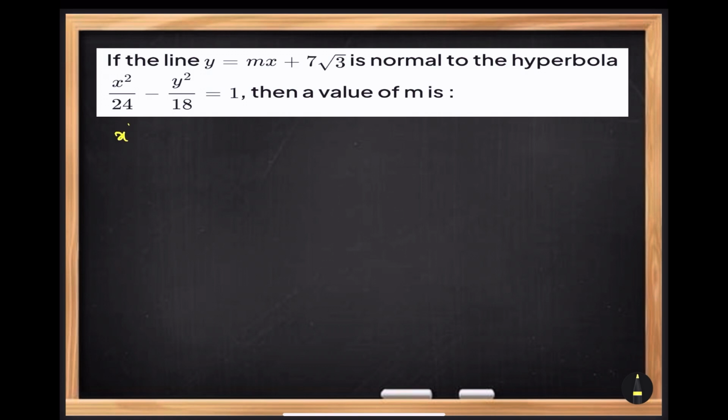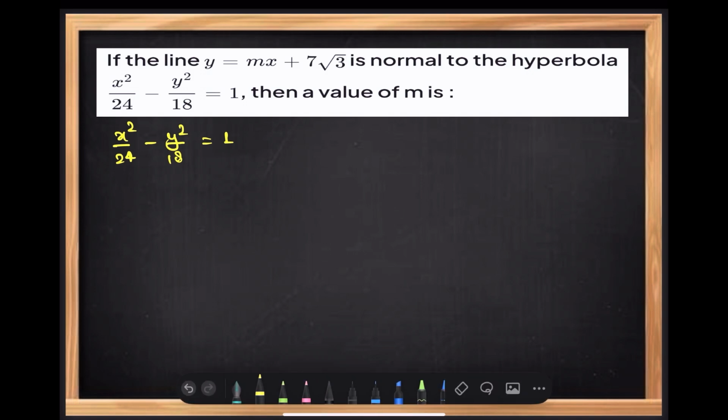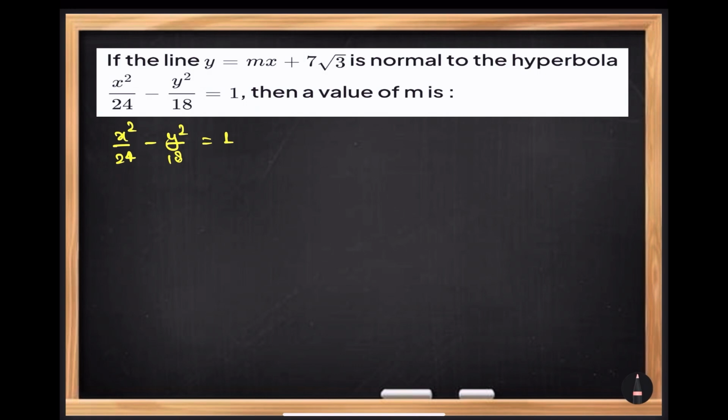So suppose that we have the curve x square by 24 minus y square by 18 equals 1. Okay, now let's simplify this one. We will imagine a point in the parametric form, then we will find the equation of tangent. From the equation of tangent we will take the slope of tangent, then we will find the slope of normal, and then we will relate it with this expression.